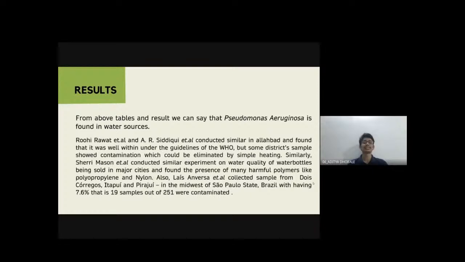Ruhi Rawat and colleagues conducted similar experiments in Allahabad and found that the water was well within the WHO guidelines, but some district samples showed contamination, which could be eliminated by simple heating. Similarly, Sherry Mason conducted experiments on the quality of bottled water sold in major cities like Mumbai, Delhi, and Chennai and found the presence of many harmful polymers like polypropylene and nylon. Also, Lice and Versa collected samples from Dois Córregos, Itapuí, and Pederneiras in the midwest of São Paulo state, Brazil, where 7.6%, that is 19 samples out of 251, were contaminated.